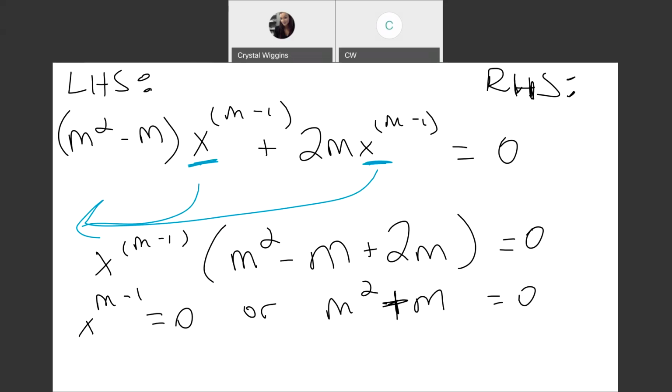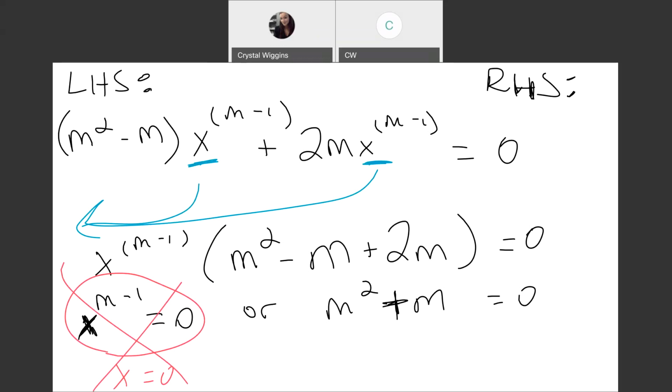Now let's talk about this x raised to the m minus 1 being equal to 0. Can anything raised to a power ever be equal to 0? Well, the only way that's possible is if x is 0 itself. If that's the case, then that has nothing to do with m, and we would not be solving for m in this part, because the only way this is true is if x equals 0. That's not going to help us solve for m. So we're going to throw this one out because it's not very helpful.